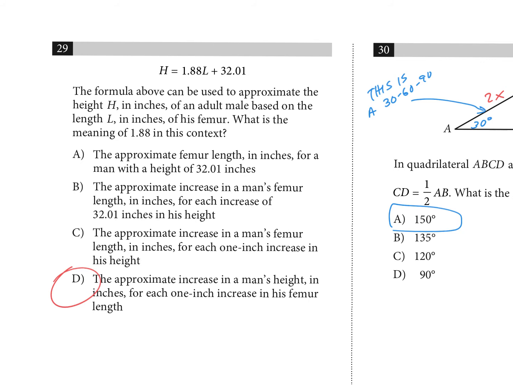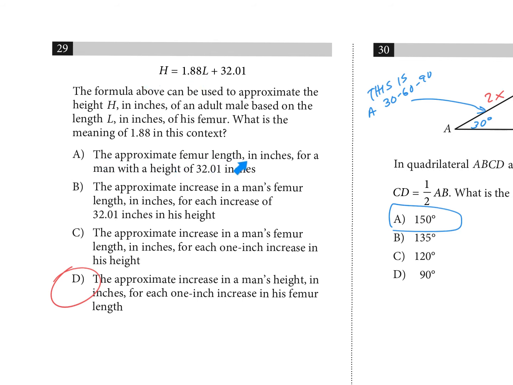So what does 1.88 mean? 32.1 is going to be like the height of a male that has like 0 length of the femur, right? So if L is the length of the femur, the height of the male, plus 32. So think about what the L represents. That's the length of the femur. H is going to be how tall the male is.